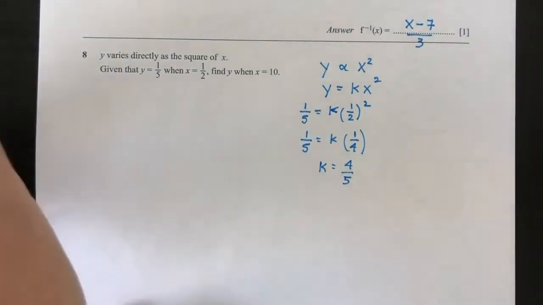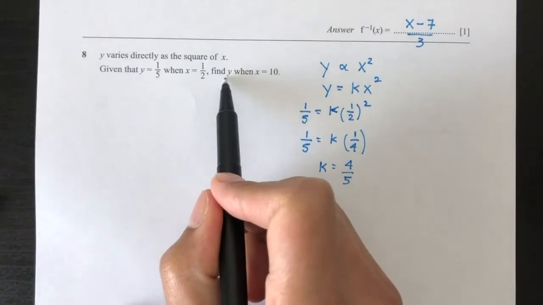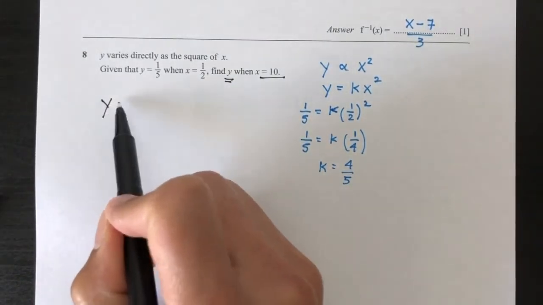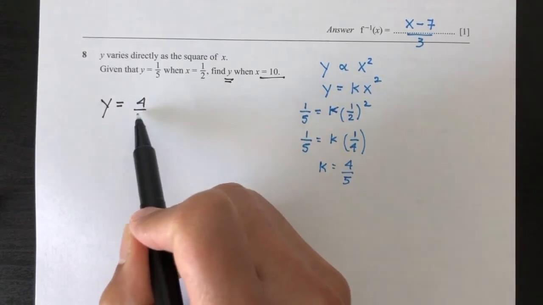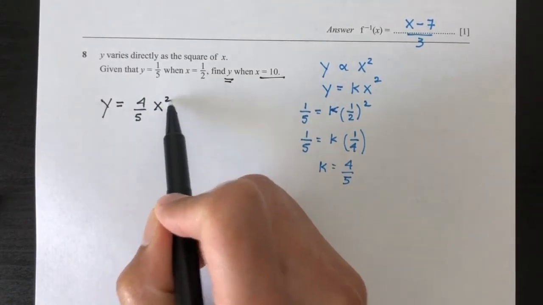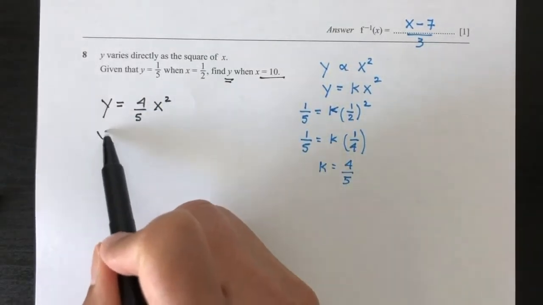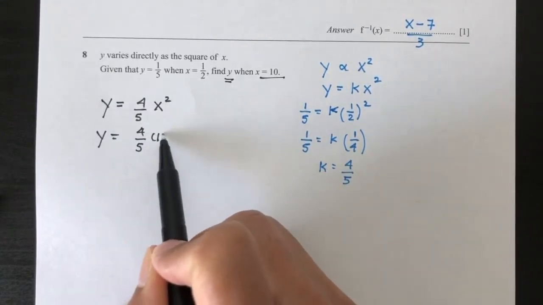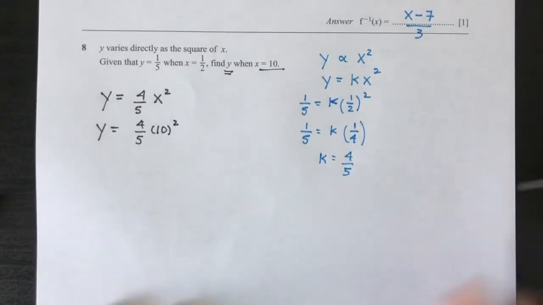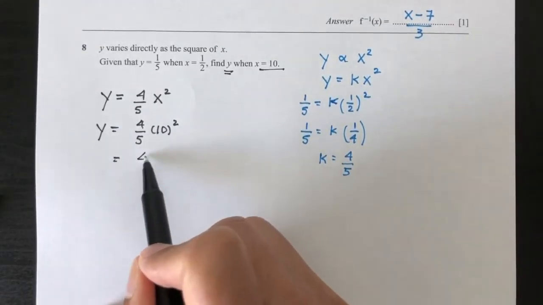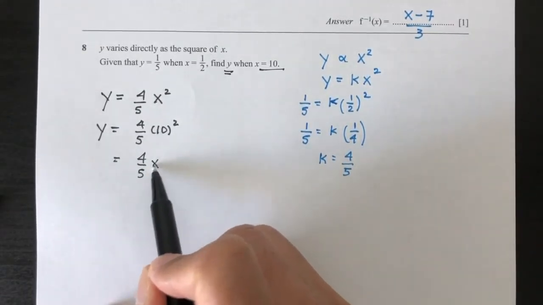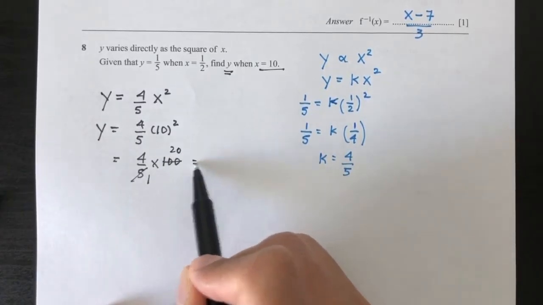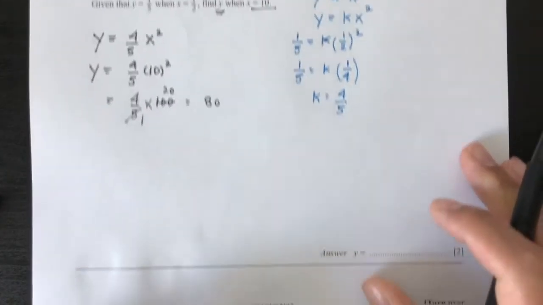Now let's move on to the main question. Find the value of y when x is equal to 10. Right now our equation is y equals 4 over 5 x squared. So with x equal to 10, 10 squared, that will give you 4 over 5 times 100. Simplify, that will be 80. So y will be 80.